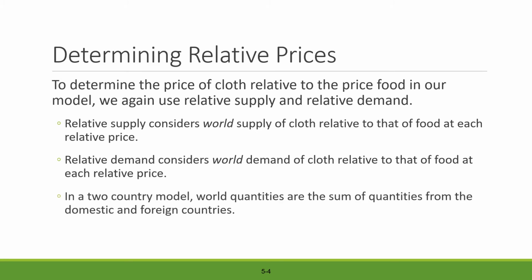So in the two-country model, we say that the world quantities are the sum of quantities from domestic and foreign countries. In a two-country model, basically the world supply is the domestic supply and the foreign supply, and the world demand is the domestic demand and the foreign country demand. If we have more than that, we will add up all the supply of each and every country and the demand of each and every country. We will have to add up all of them.